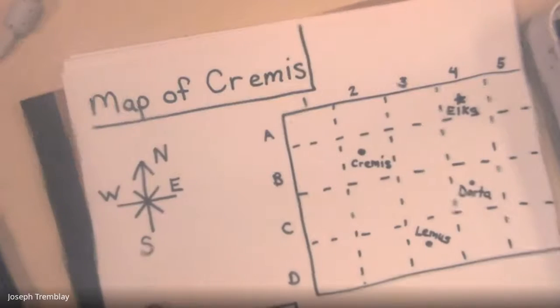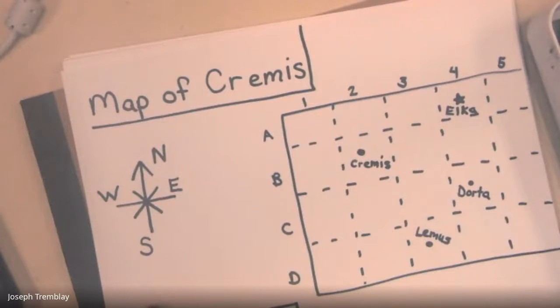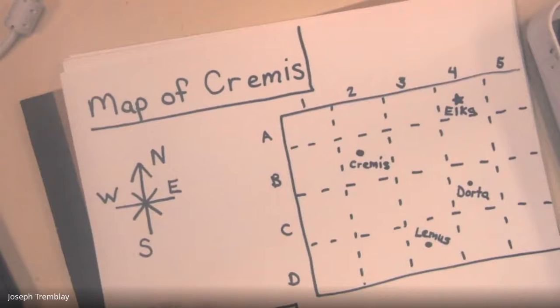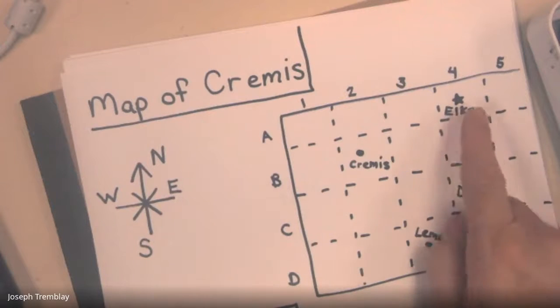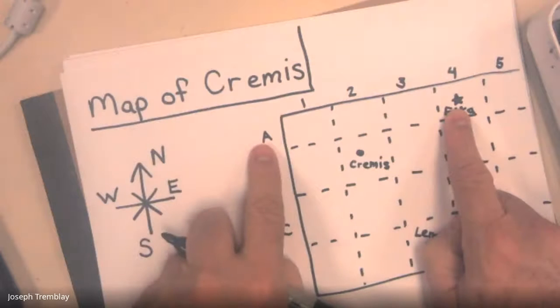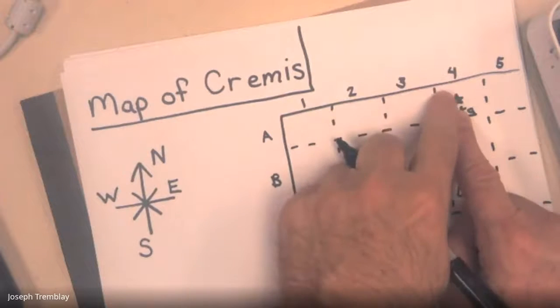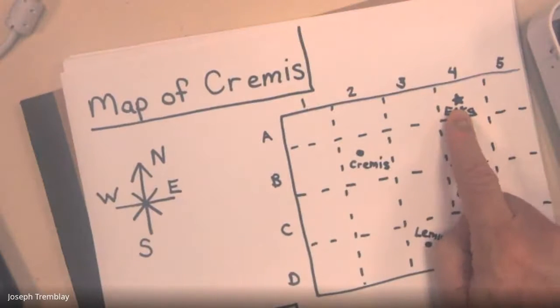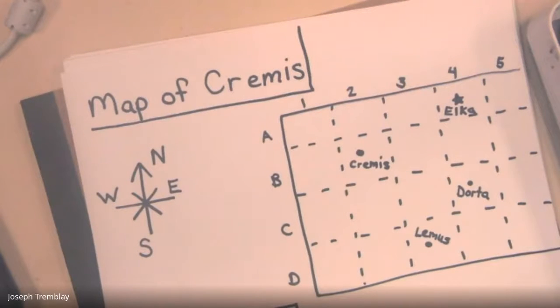For example, what grid square is the capital city of Elka in? Do you know? Well, it's right here. So I want to know my letter first, A, and then I come over here, and what column is it in? 4. So it's A4. And that's how you use the grid.